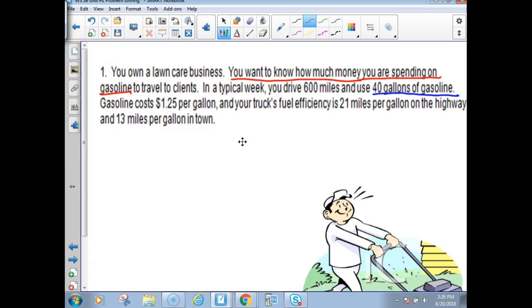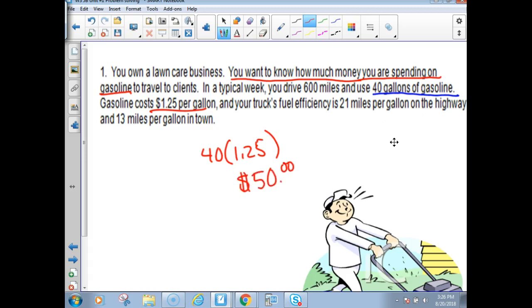We could figure out how much it costs to go to which per gallon, but I don't really see any need to do all that, because all it said was, how much money are you spending on gas? Well, you're getting 40 gallons at $1.25 a gallon. Isn't that pretty straightforward? So I'm thinking, let's just do 40 times $1.25. All right, so is that $50?